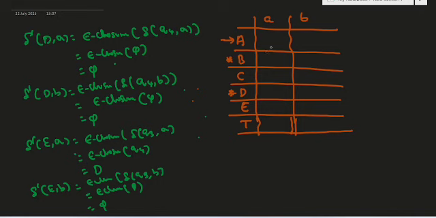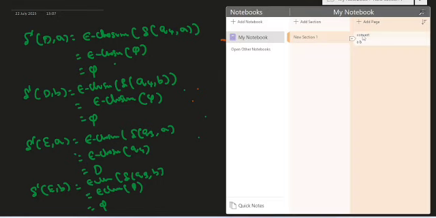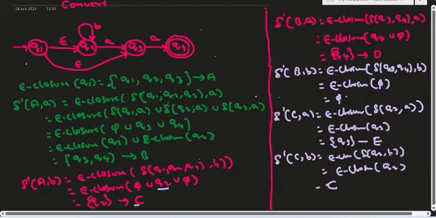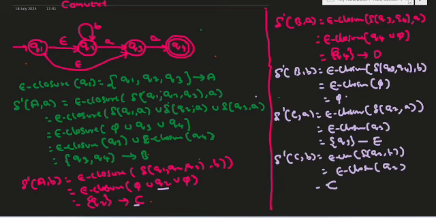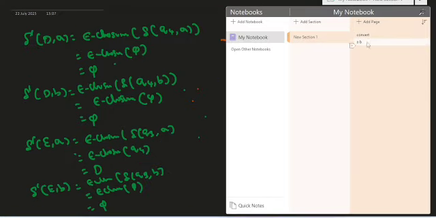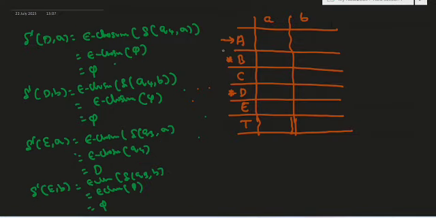Now let us see where delta dash of A comma A goes. A goes to B, and delta dash of A comma B goes to C. So we will just make it as B and C. Here it goes to B and it goes to C.